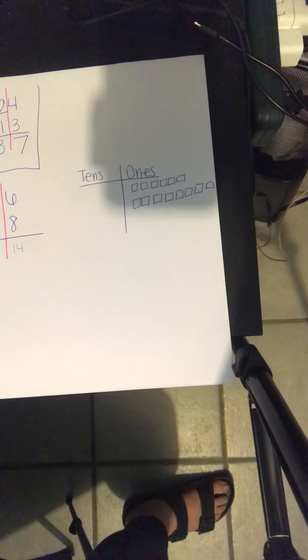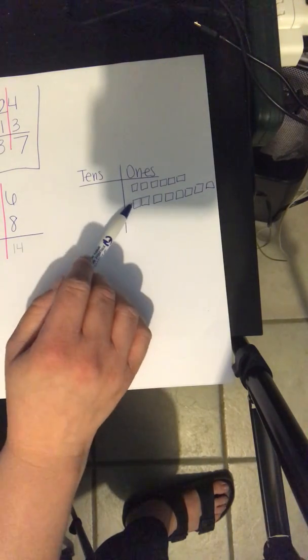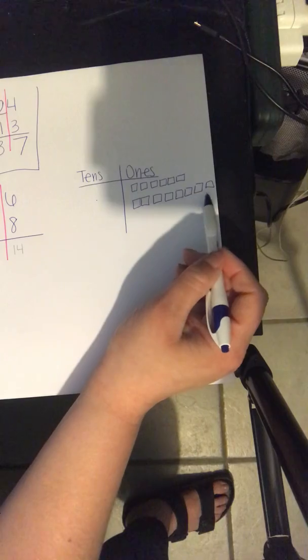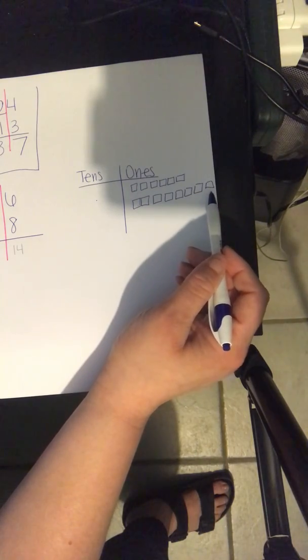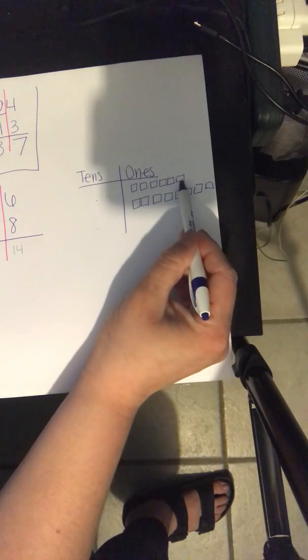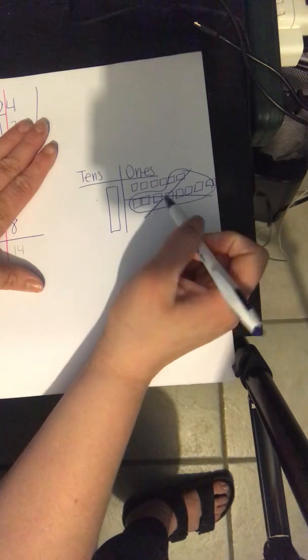The best thing to do is to see if we can make a 10 out of this and move it here. Okay? So we're going to count and see if we have 10 to move here. 1, 2, 3, 4, 5, 6, 7, 8, 9, 10. Okay? So we're going to take this 10 here and turn it into a 10 rod. So now we used up all of these. We don't need them anymore. And we have a 10 rod here.